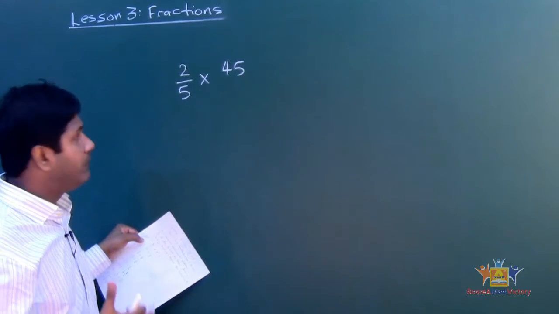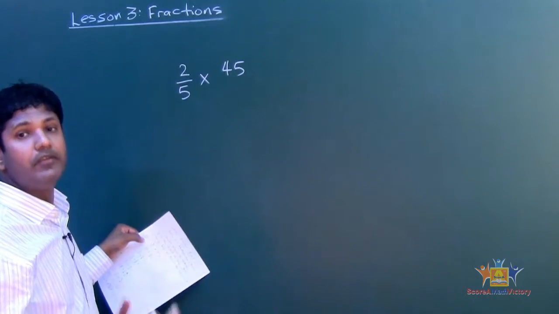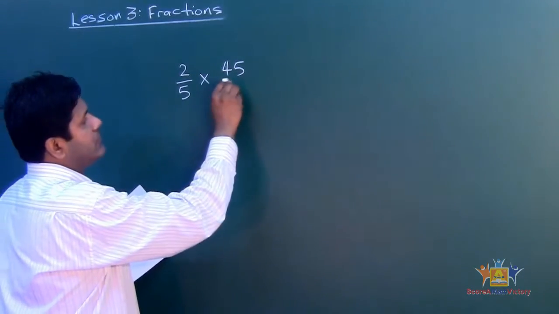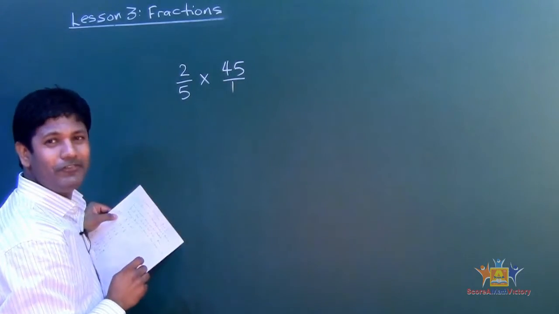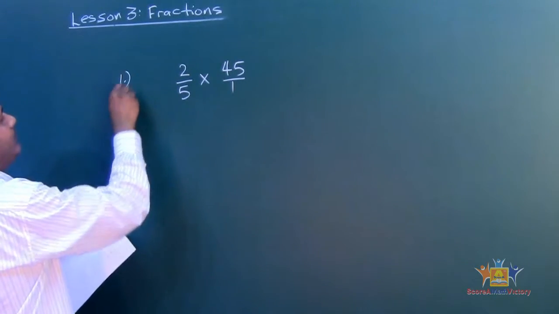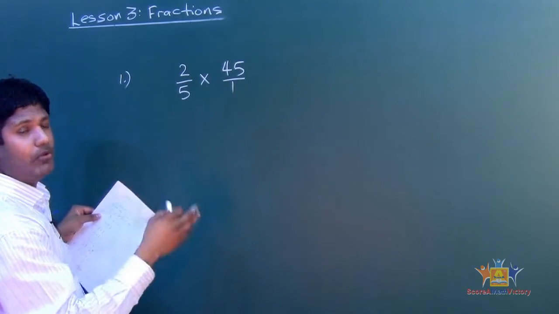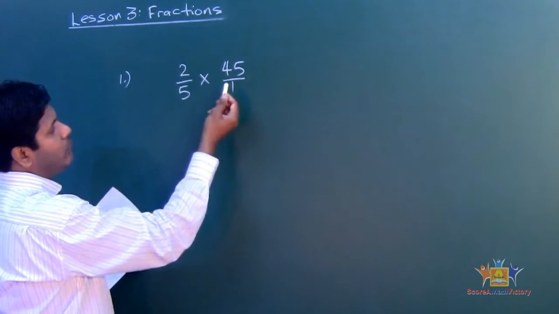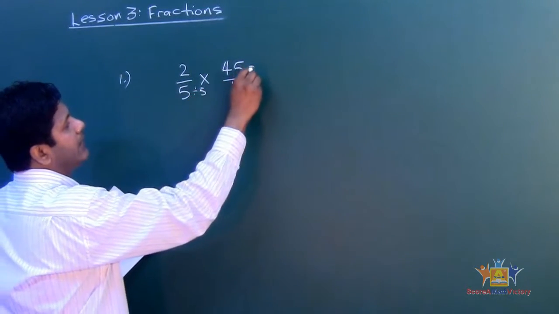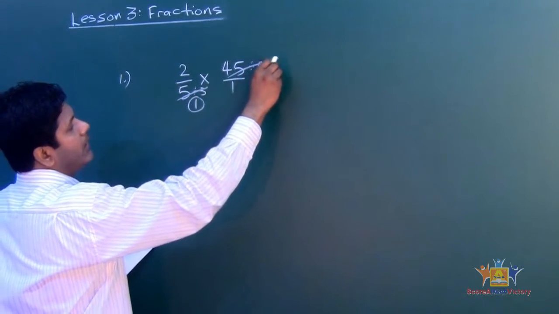And then what do we do? Can we multiply? No, not yet, because we have to have both in the form of a fraction, and this one is a whole number. So I change it into a fraction, which will be 45 over 1. Now I can multiply. But before I do that, can I simplify using the bow tie method? 2 and 1, I can't. 45 and 5, yes, I can divide this by 5. I can divide this by 5. That gives this one 1, and that gives me this one 9.